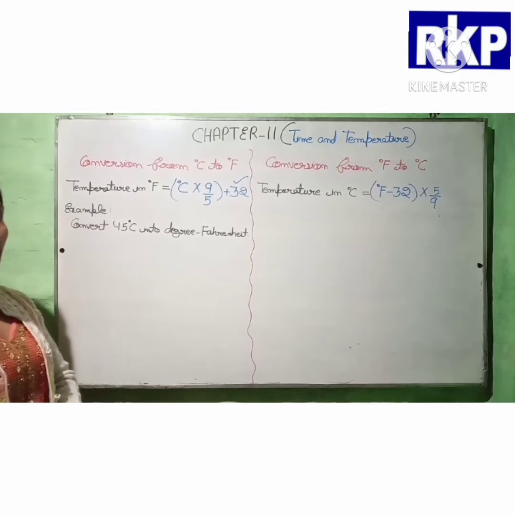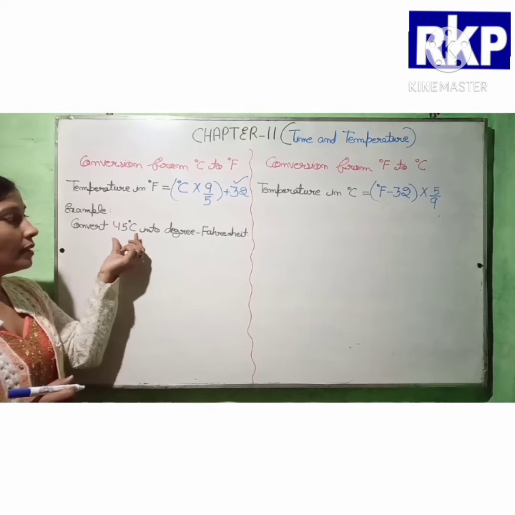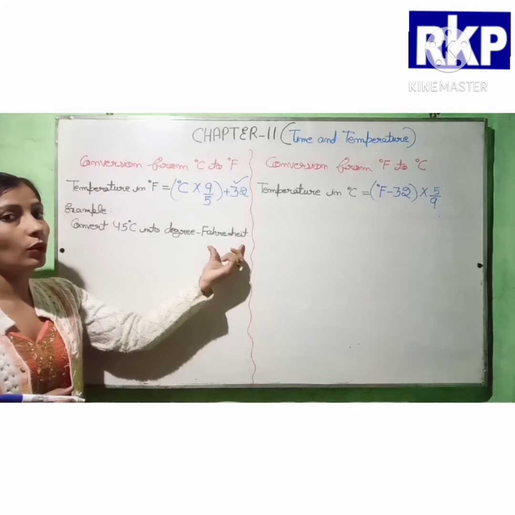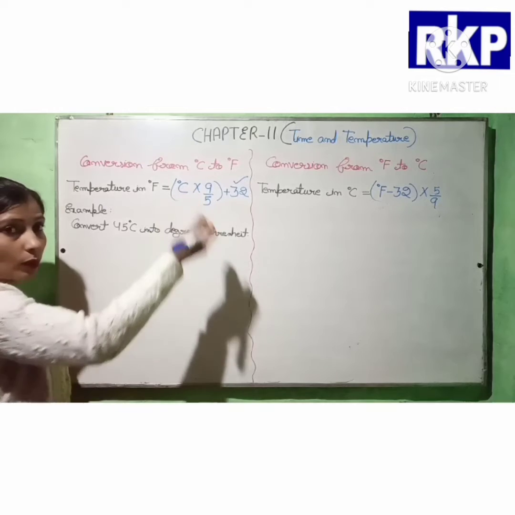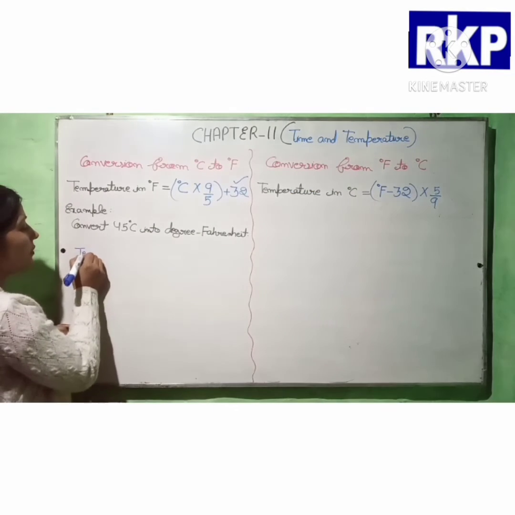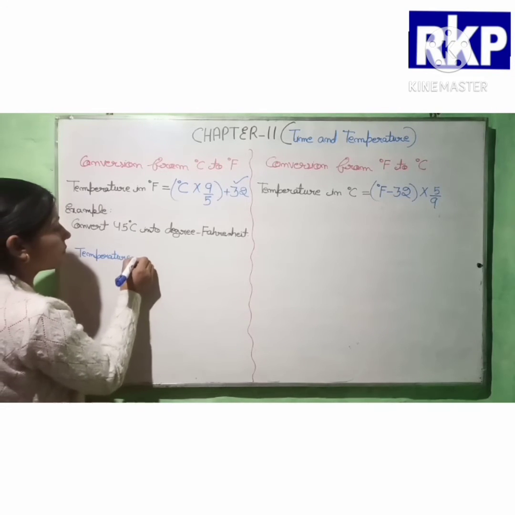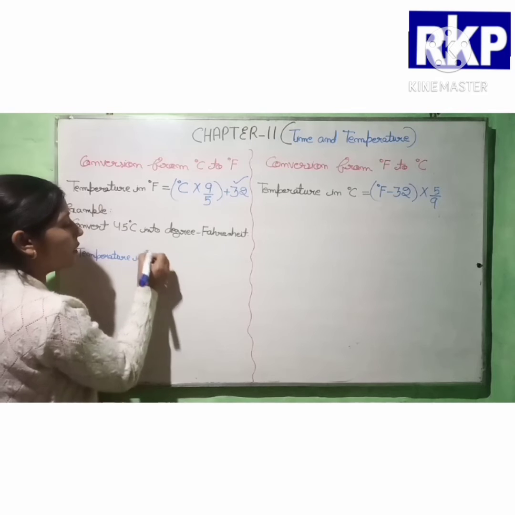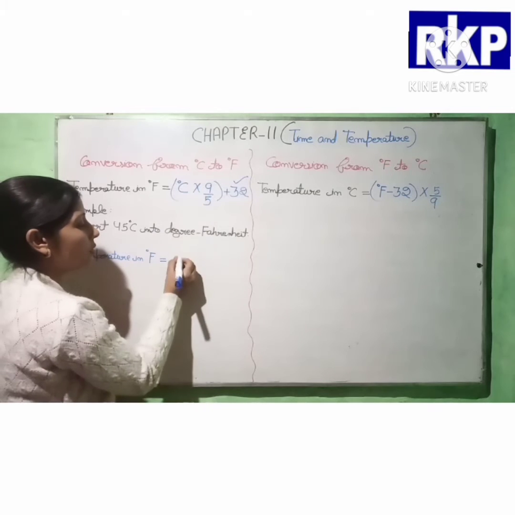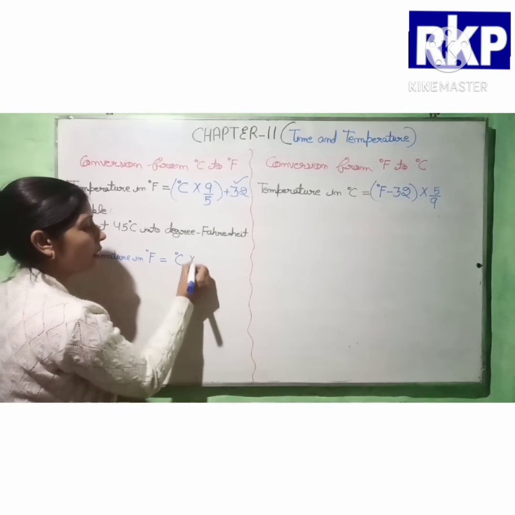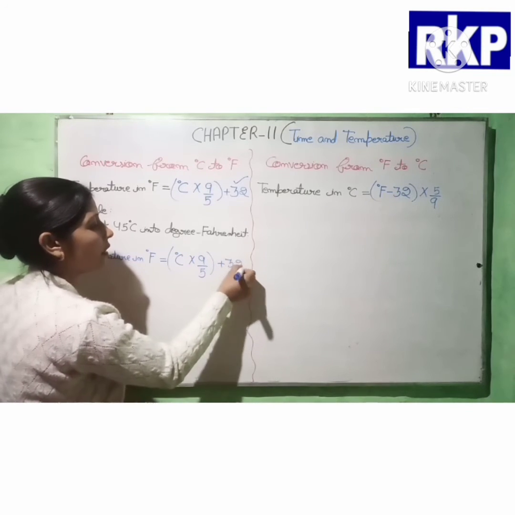Let's take one example. Here we have to convert 45 degree Celsius into degree Fahrenheit. So here we have to use this formula. First let us write it. Temperature in degree Fahrenheit. And what is the formula? Degree Celsius multiply 9 by 5 and then plus 32.